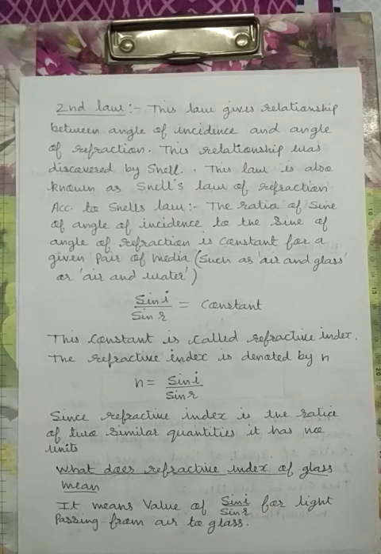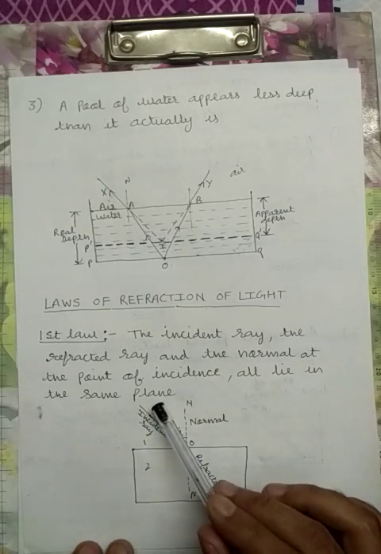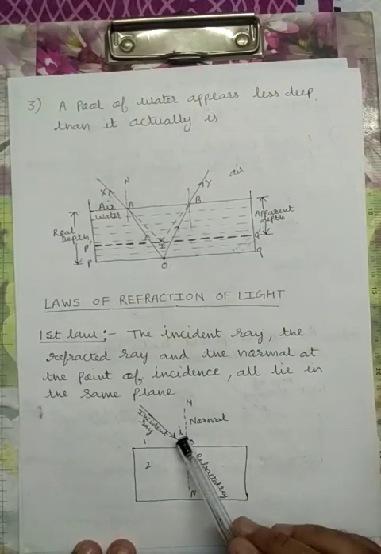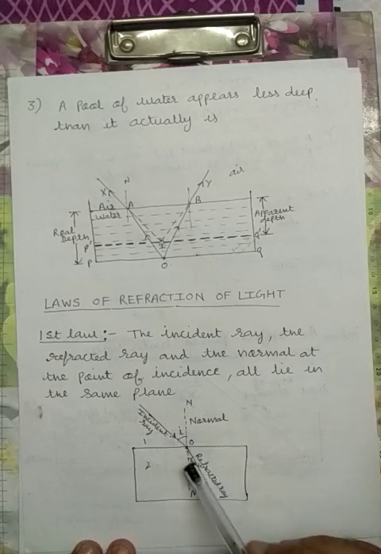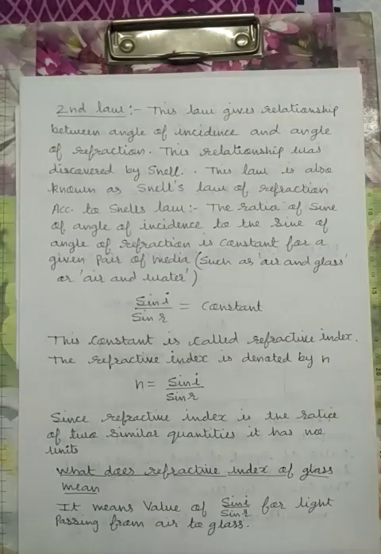Now, what does the refractive index of glass actually mean? It simply means that we have to calculate the value of sin i upon sin r when light passes from air into glass. For example, here, suppose this is air and this is glass. Now light is passing from air into glass. If you know the values of i and r, you simply calculate sin i upon sin r, and this sin i upon sin r ratio is nothing but our refractive index.